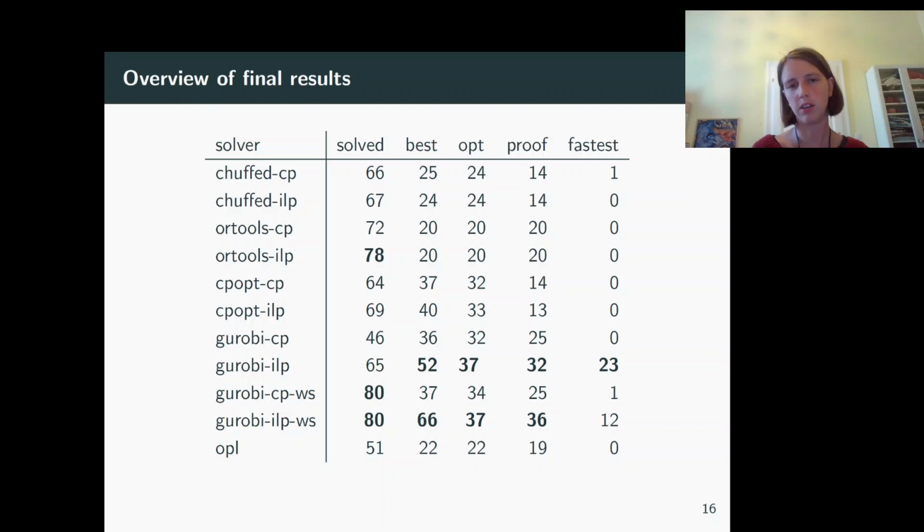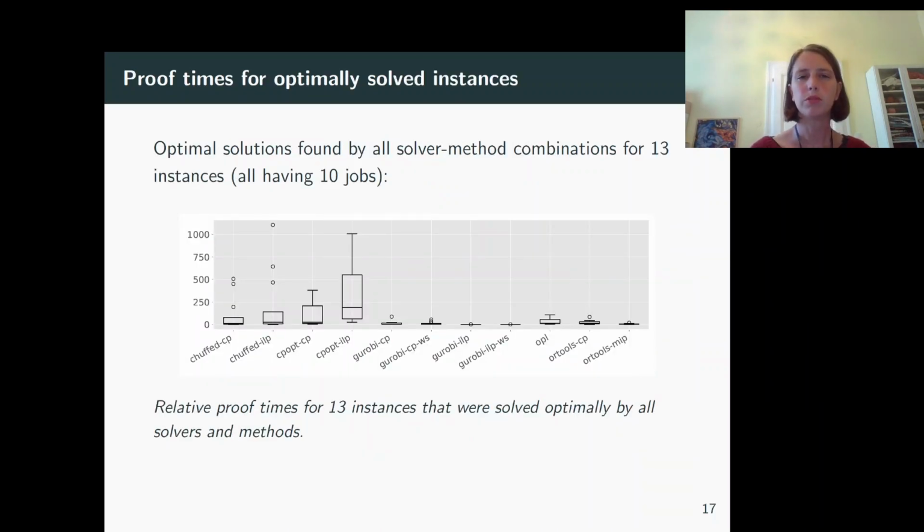And if we look at the proof time for optimality proofs, the fastest proofs could be provided by Gurobi ILP without warm start approach. Now, if we have a closer look at the proof times, here in this figure we compare proof times for those 13 instances where all solver method combinations could find optimal solutions within the time limit. And here we can see that clearly OR-Tools and Gurobi outperform Chuffed and CP Optimizer, and OPL lies somewhere in between these two extremes.